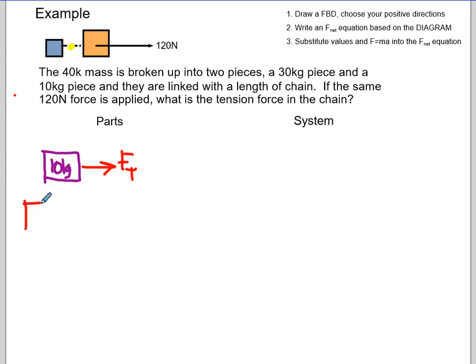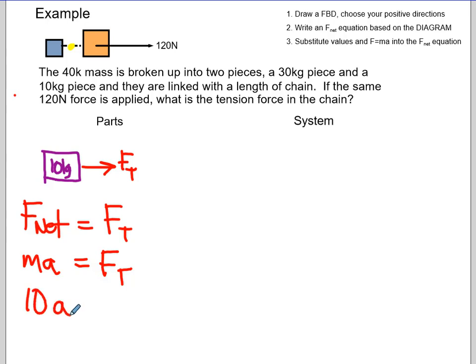So if I write my F-net statement for the 10 kilogram box, I could say F-net equals the tension force. I can replace F-net with MA, and the mass of that is 10 kilograms. But I run into a small problem because I don't know the acceleration and I'm looking for the tension force. So that's a dead end.